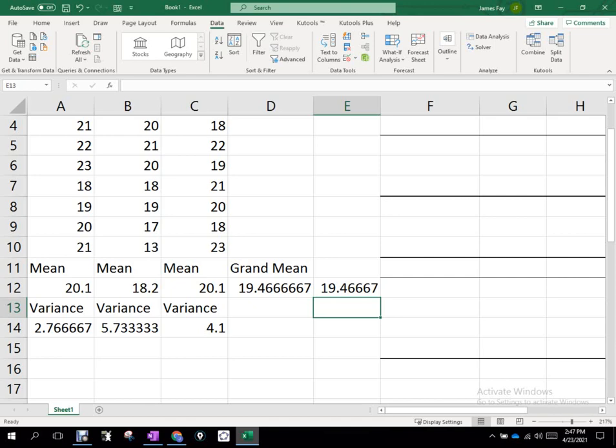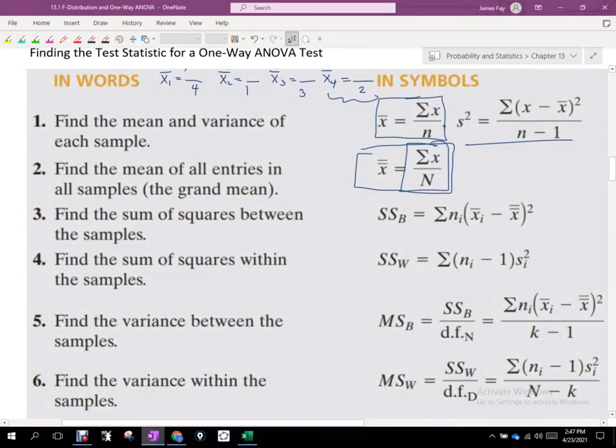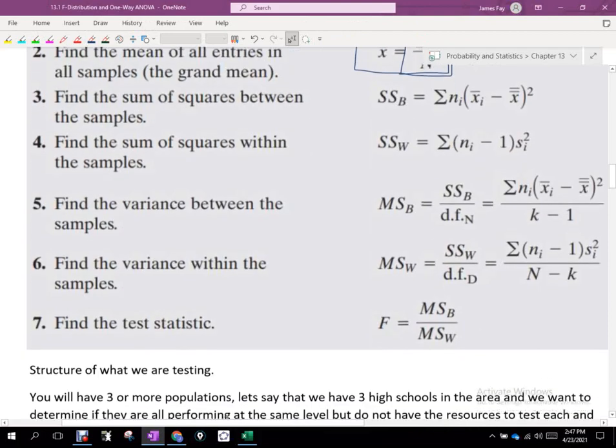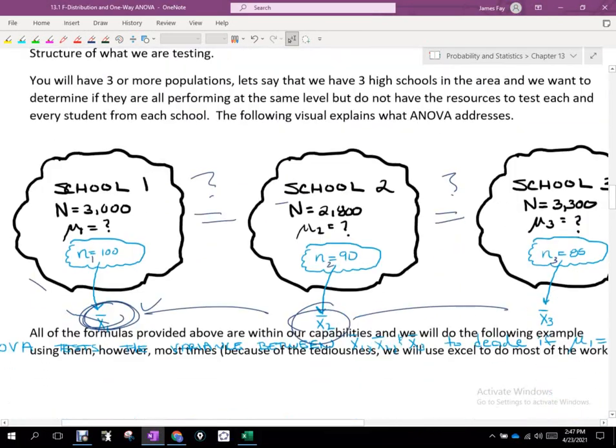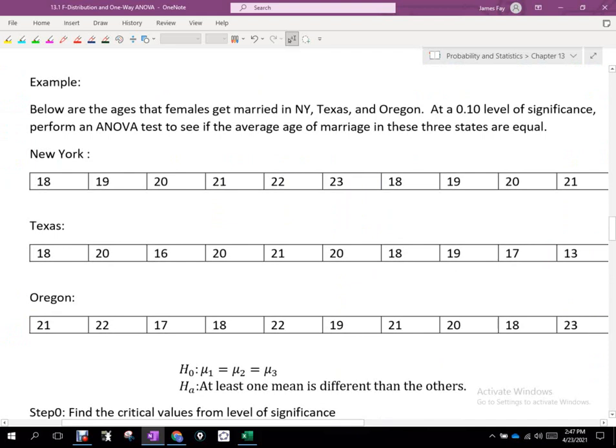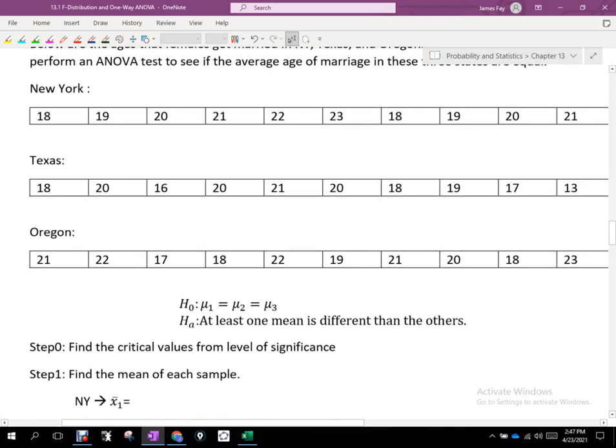So right now, those are the things that we're going to need to process this stuff. Okay, so I want to work through trying to find the other pieces of information. Now, yesterday we talked about the scenario. These are the ages of females getting married in these 3 states. Our null hypothesis, okay, regardless of how many populations you're trying to study, you're going to have mu1 equal to mu2 equal to mu3 equal to mu4 equal to mu5, however many populations you're trying to relate to one another. This then is always going to be your alternative, that at least one of the means is different. Okay.